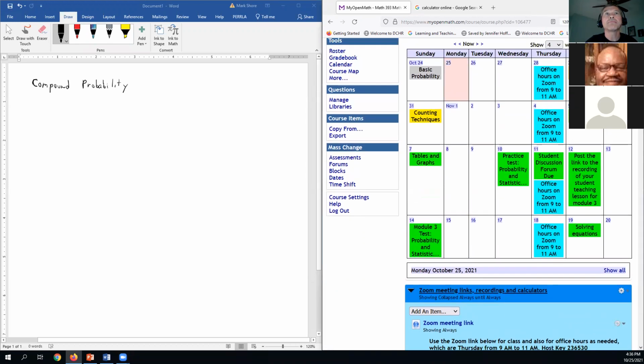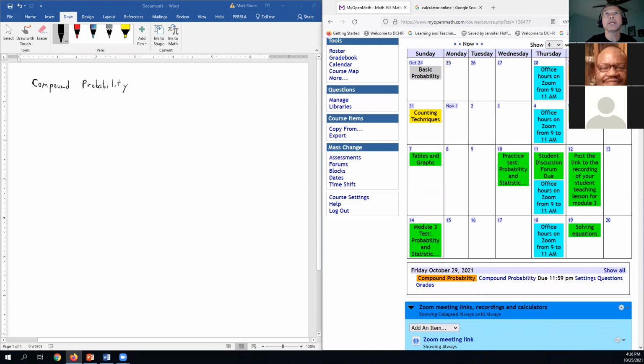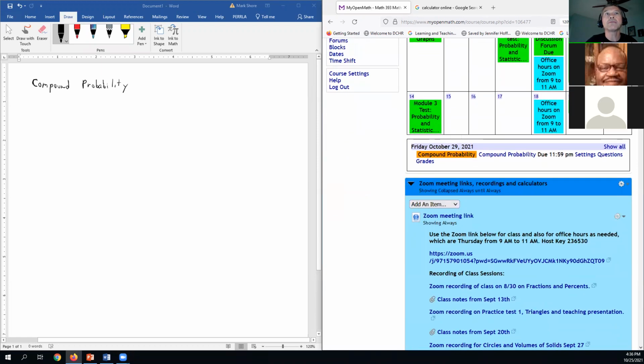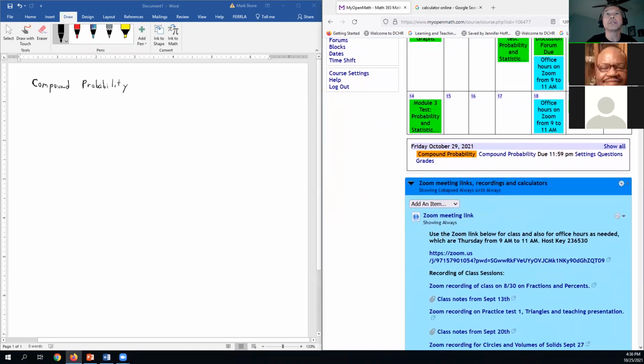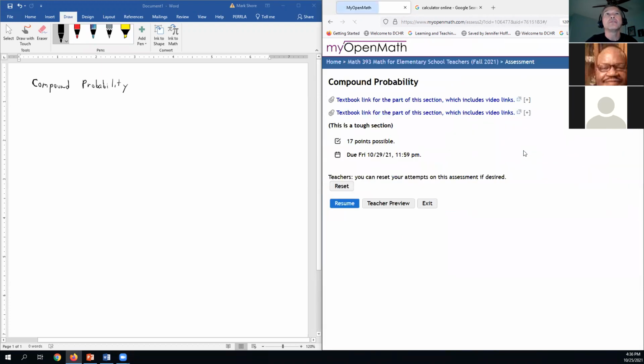Let's go to the compound probability. And remember, you can get to these either from right here, or you can scroll down to this third module and click on it. With compound probability, you're going to see words like "or," probably something or something happening, or you might see the word "and," probably something and something happening. These are key words to look for.